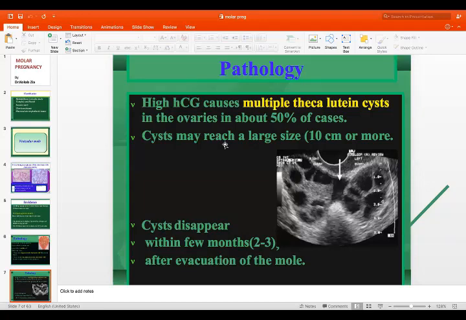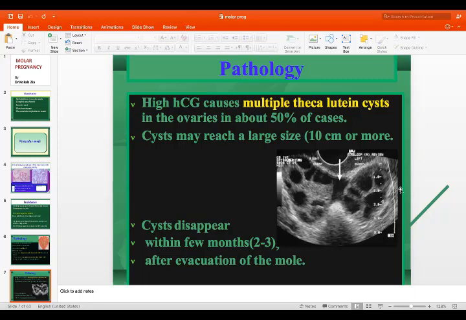So these hypertrophic changes, this hyperplasia of the villi, lead to excessive production of beta HCG. And what will this excessive beta HCG lead to? It will lead to excessive vomiting, and it will have its effects on both ovaries, which will lead to multiple thecal lutein cysts in about 50% of cases, and sometimes these cysts may be as large as 10 centimeters or more.